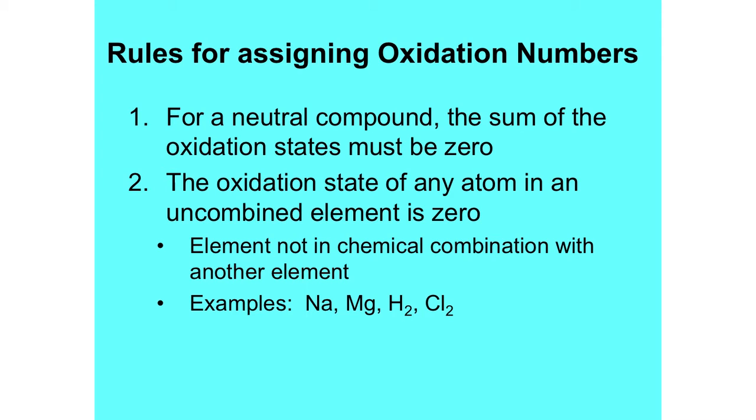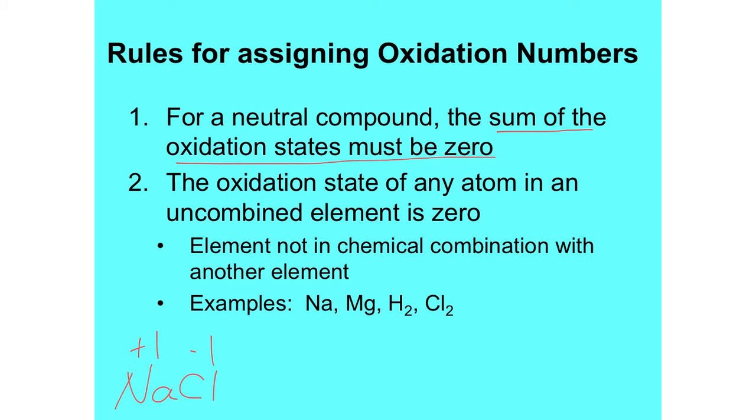Okay, so our first rule for a neutral compound, the sum of the oxidation states must be equal to 0. So for example, if we have sodium chloride, NaCl. We look at our periodic table, we look at Na, we look at Cl. We see Na only has one possible oxidation state, so that's going to be +1. Chlorine would be -1. That would get us to 0.